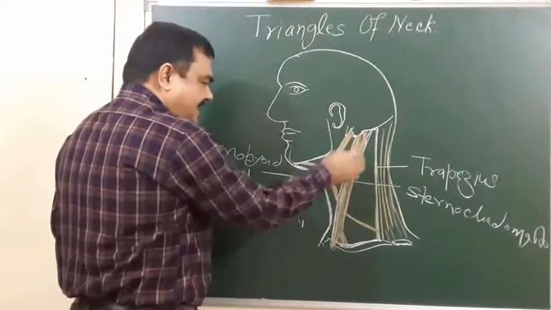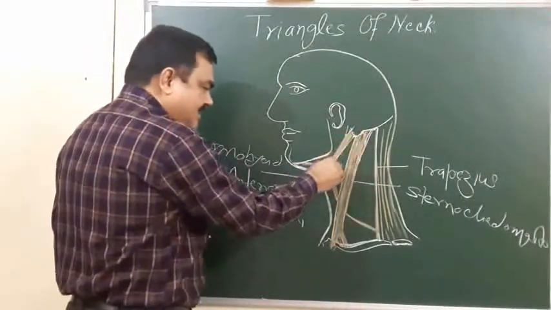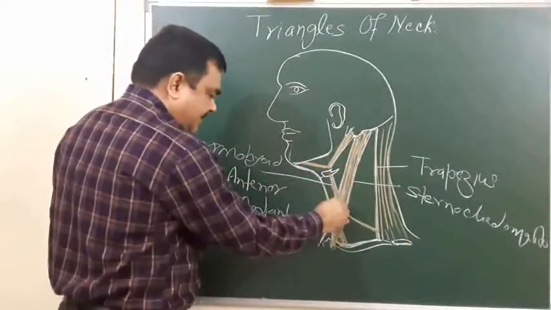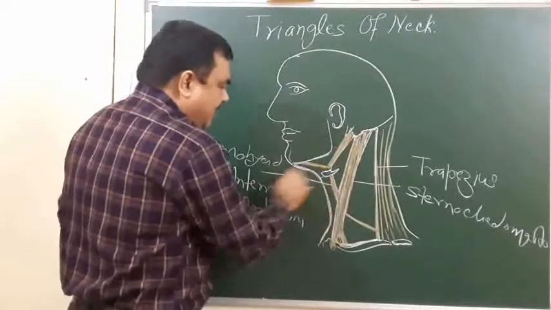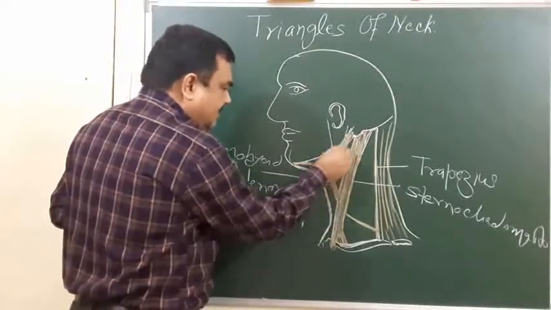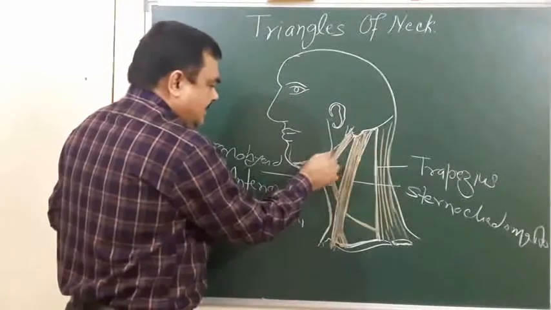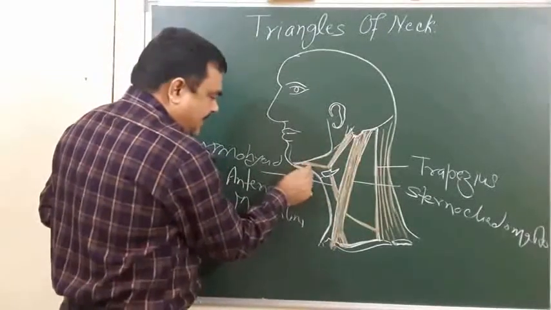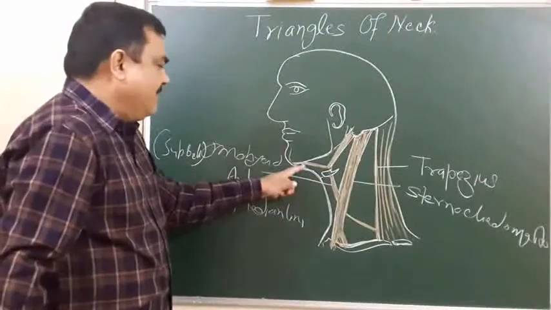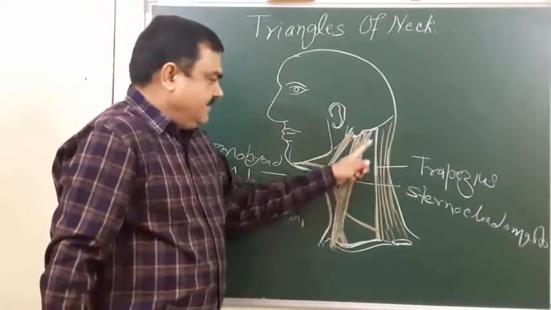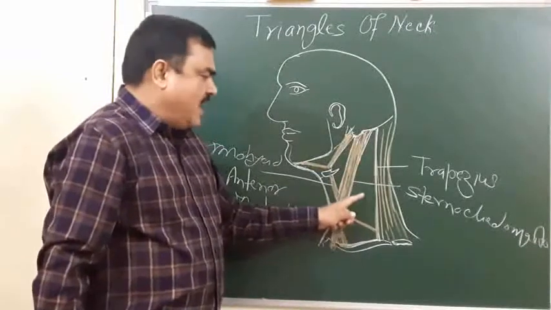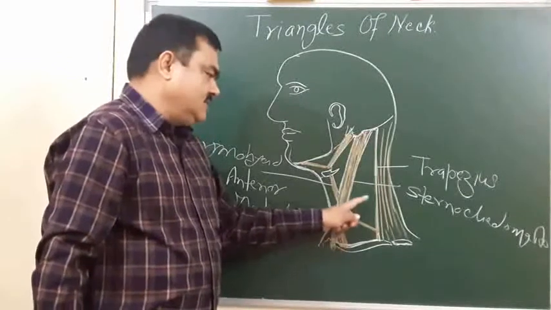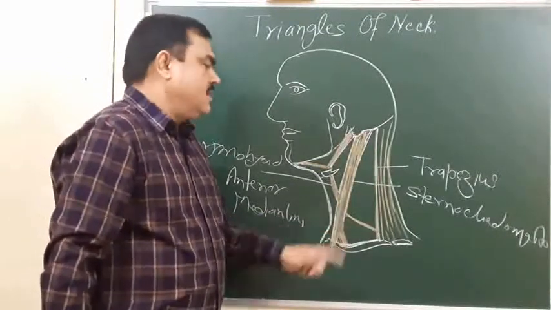Here is the anterior triangle, and it is divided into these triangles. This is the carotid triangle. From here to here, this is the muscular triangle. From here, this triangle is the submandibular triangle, and at this level a triangle is formed, that is the submental triangle. Posteriorly, the posterior triangle is divided into two parts: the occipital triangle and the supraclavicular triangle.